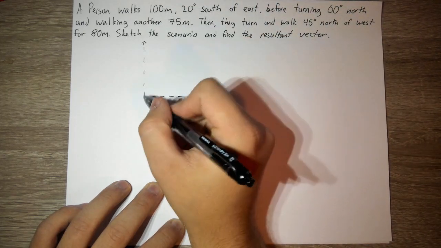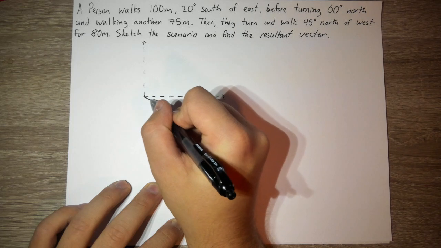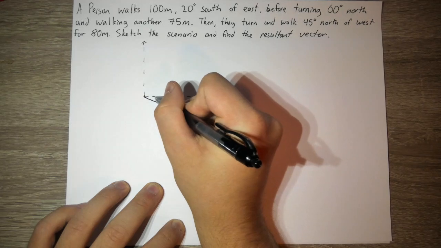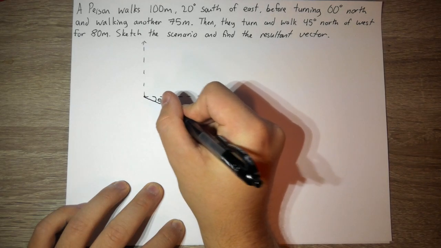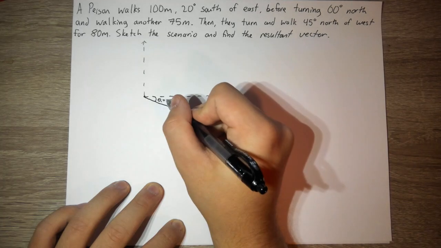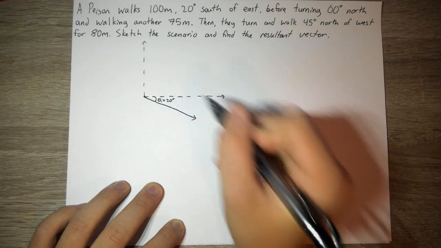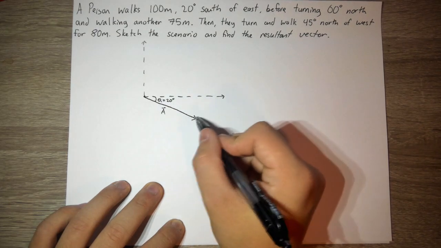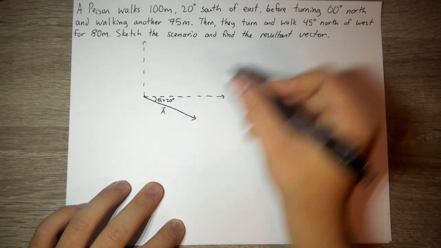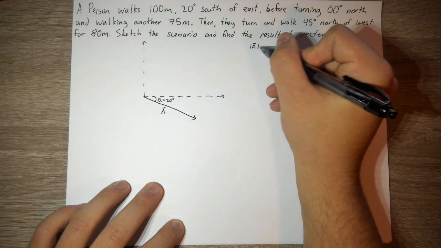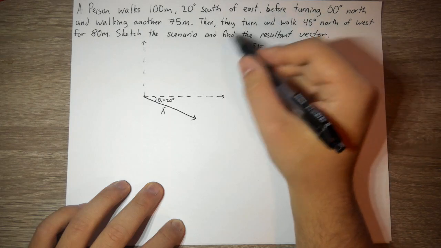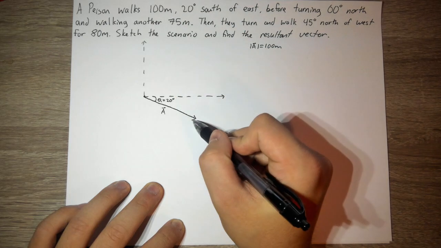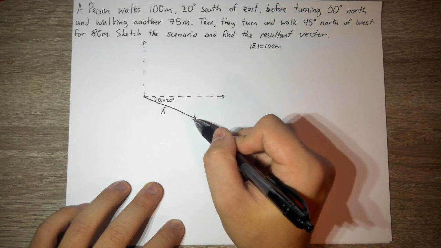So they're walking 20 degrees south of east. So we'll say that's something like this, where we'll call this angle something like theta 1, 20 degrees, and we'll just say this is A. So we have one vector, and we'll just note stuff down as we go. A, magnitude is 100 meters. So we've sketched out one of our vectors here.